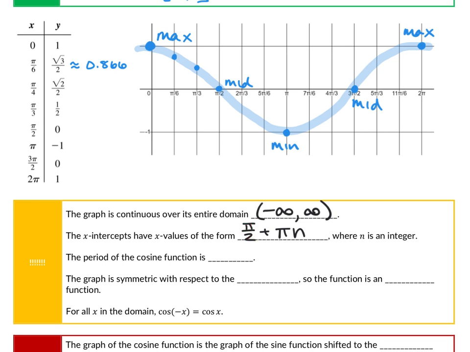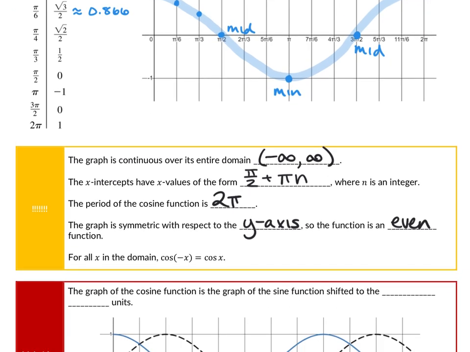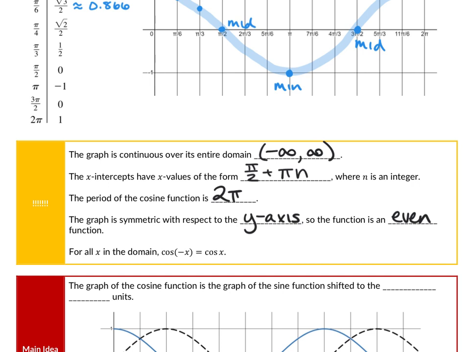Since this shape goes back up to a maximum at 2 pi, it has a period of 2 pi. I can fold this one along the y-axis, and it would land right on top of itself. That's how it's symmetrical, which means it is an even function. And again, to get us used to seeing this notation when we get into identities, it's important: if you put a negative angle in for cosine, it returns the same as the positive input for cosine.